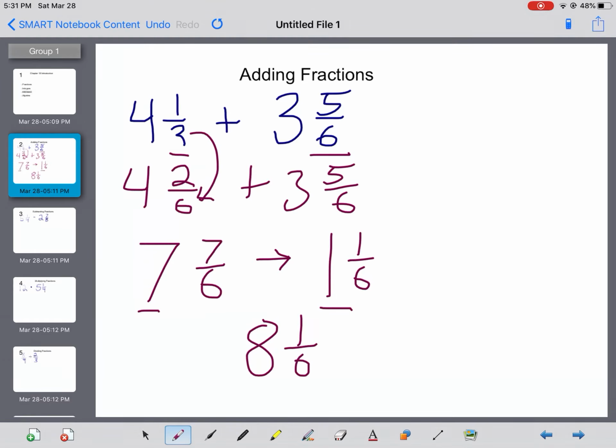So the most important thing to remember when you are adding fractions is you must have the same denominator, okay? All right, let's move on to subtracting.